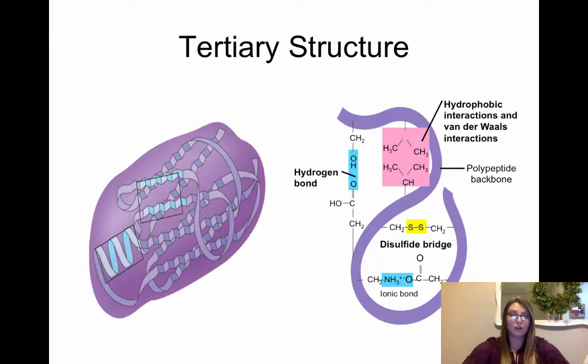For our tertiary structure, this will consist of both the alpha helixes as well as the beta-pleated sheets. However, these are held together by a disulfide bridge, and we see that over here.